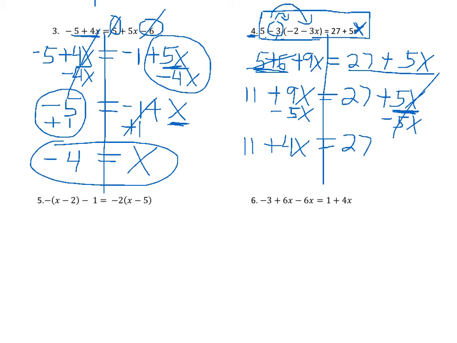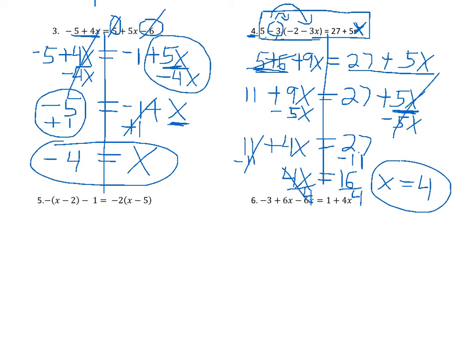Then you have 2 steps left, right? We should get this right away. I'm going to subtract 11 here. So we have 4x equals 27 minus 11 is 16. Then we divide by 4. And then we're going to get our answer of x equals 4.